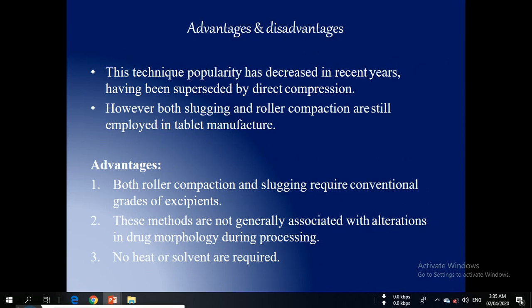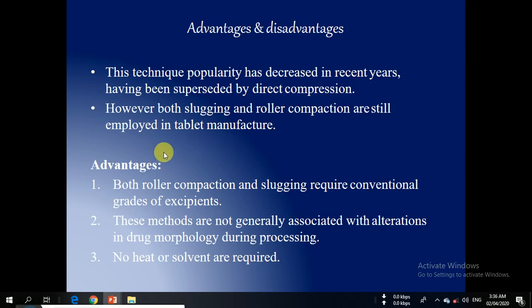Now, what are the advantages and disadvantages of the dry granulation method? In the dry granulation method, these are the advantages. This technique's popularity has decreased in recent years, having been superseded by direct compression. However, both slugging and roller compaction are still employed in tablet manufacture. So these are some advantages and disadvantages.